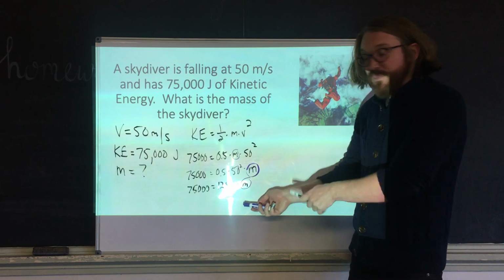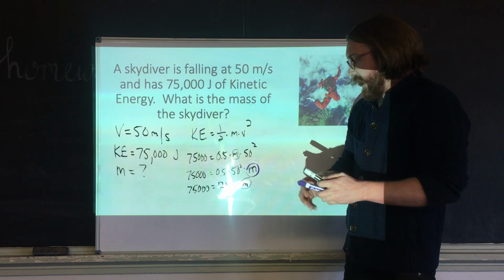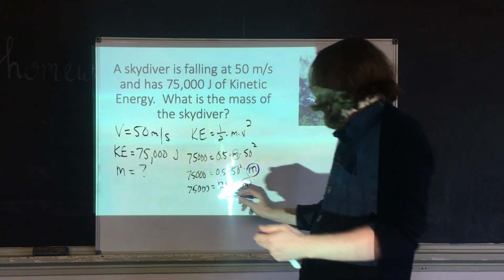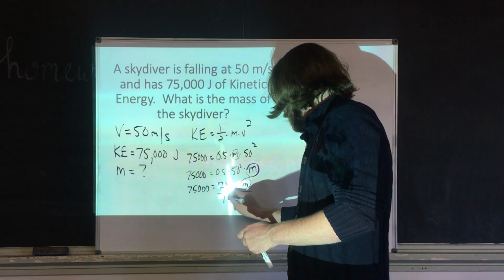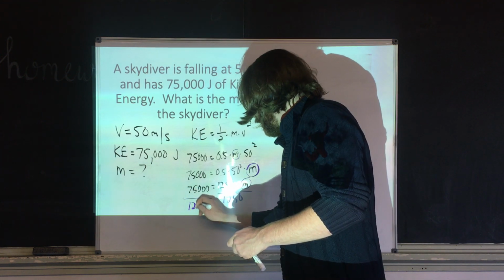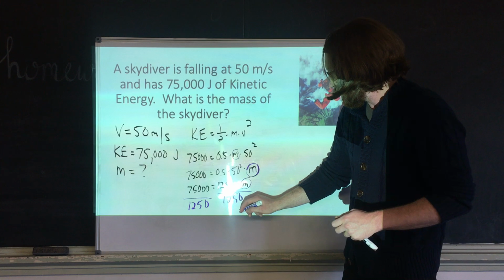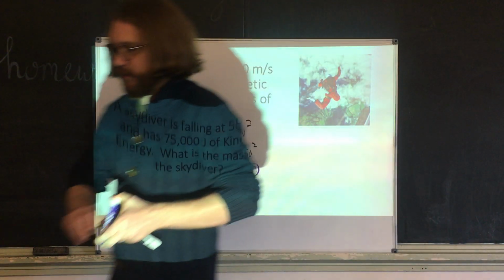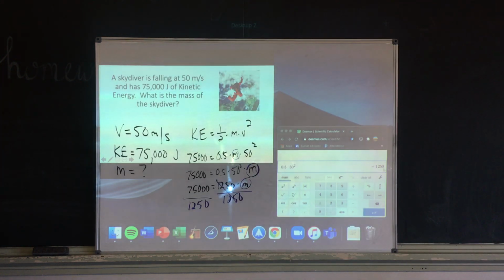So I'm trying to get the mass by itself. Still, I need to get rid of this 1,250. This is multiplication, so I do the opposite of multiplying, which is dividing. So I divide by 1,250. Whatever I do to that side, I've got to do to this side. 1,250 divided by 1,250 is 1. 75,000 divided by 1,250 is, well, let's see.